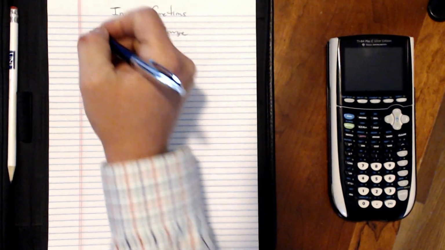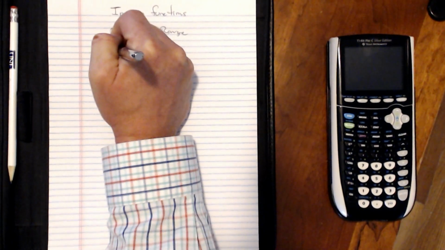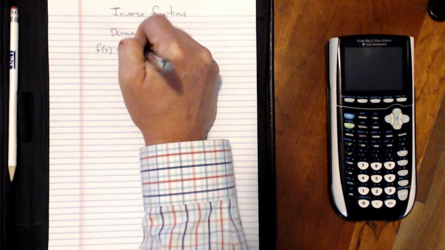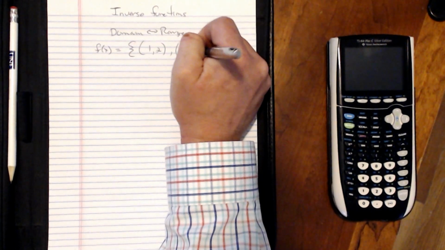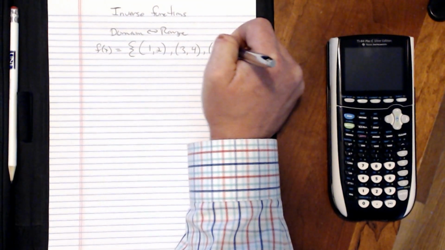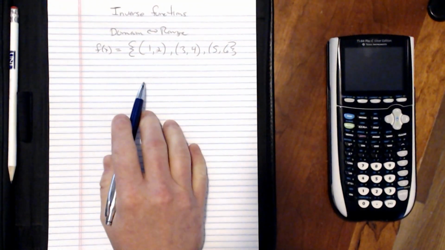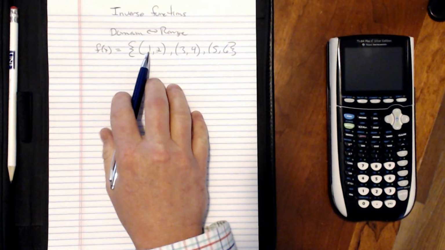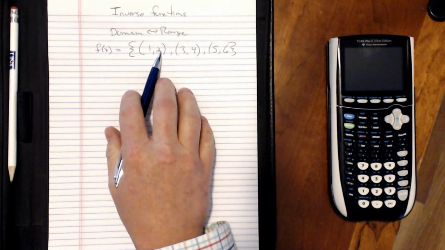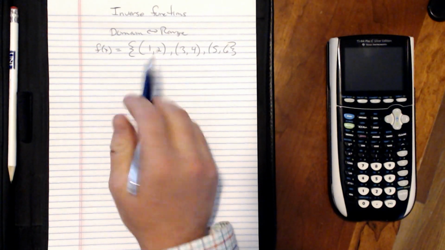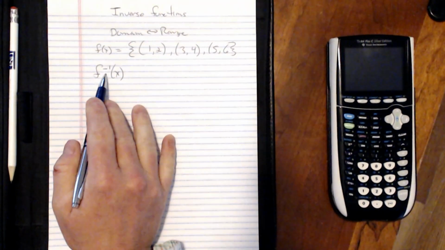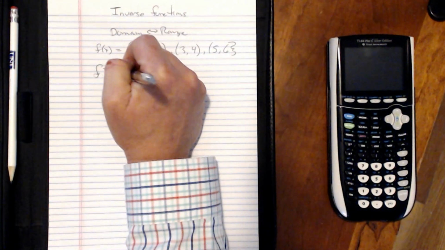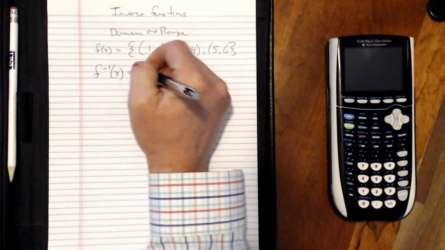For example, let's say I had f of x equal to the set of ordered pairs (1, 2), (3, 4), and (5, 6). Each one of these ordered pairs represents my domain and its corresponding output, the range. The inverse, which I write as f negative 1 of x, is the notation for an inverse function. I'm just going to switch the numbers around.